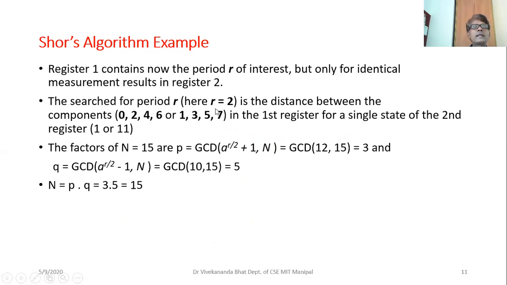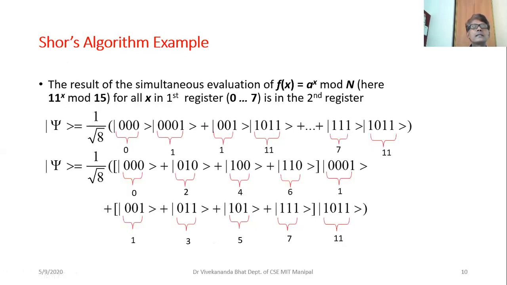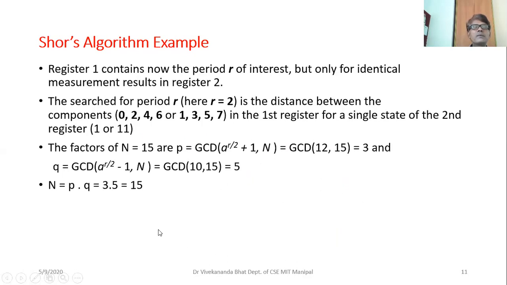Therefore, the period r is the distance between the components 0, 2, 4, 6. Distance between these components is 2, because for the other components you have a different 4 qubit value, a different value in register 2. So the difference between these components will be the period, either 0, 2, 4, 6 or 1, 3, 5, 7. The difference between these components is the period of the function.